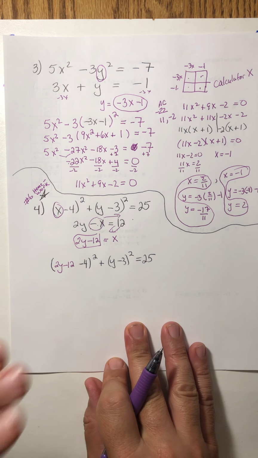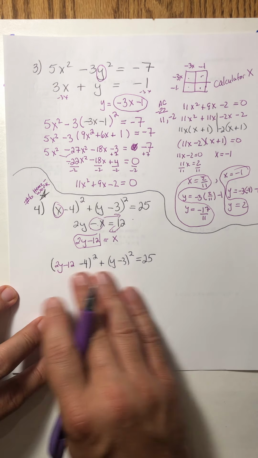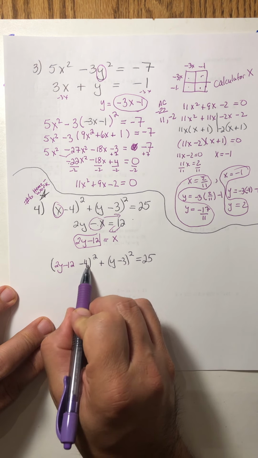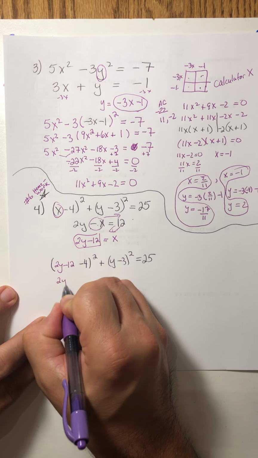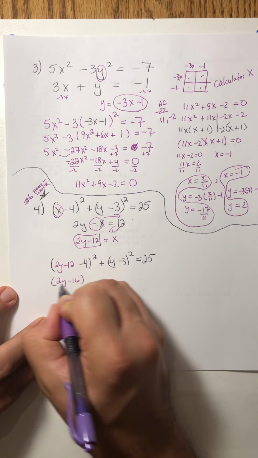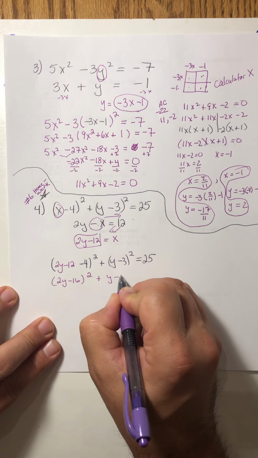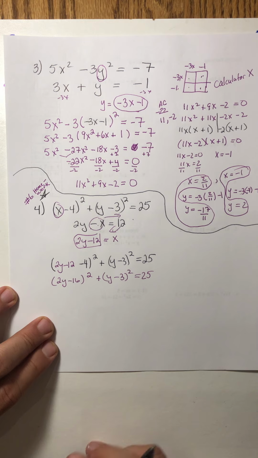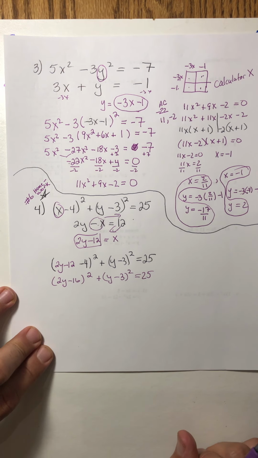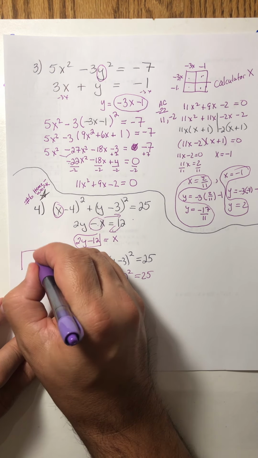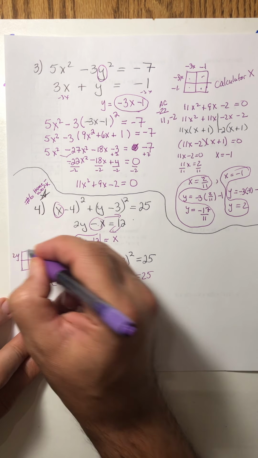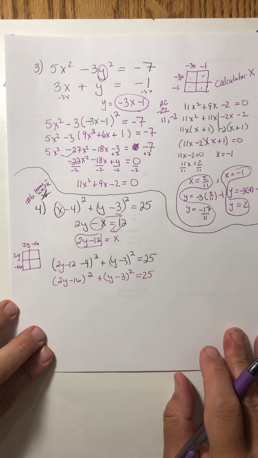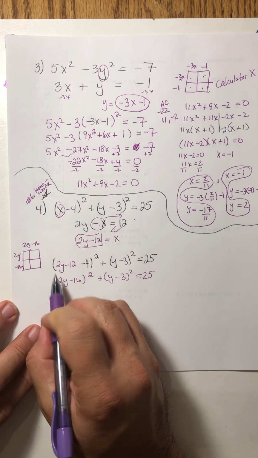Okay, what do we do now? All right, we can't do any squaring. We have to combine like terms. So 2y minus 16. All right, now we can square. You've seen this enough times now. Okay, so what do we have here?